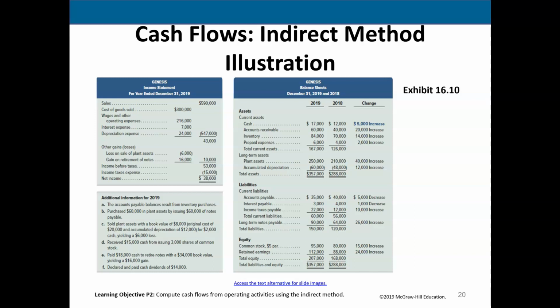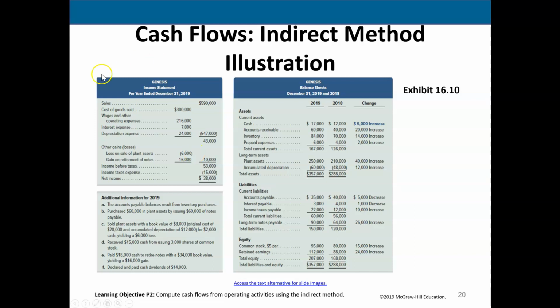At this point, we don't know what that $40,000 increase is, and we don't know whether it's good or whether it's bad. All we know is that plant assets increased $40,000. And then also what we know is accumulated depreciation increased $12,000. So out of the plant assets, there was depreciation for $12,000. Accounts payable decreased by $5,000. At the beginning of the year, it was $40,000, and it decreased to $35,000. That basically means we owe $5,000 less at the end of the year than we did at the beginning of the year.